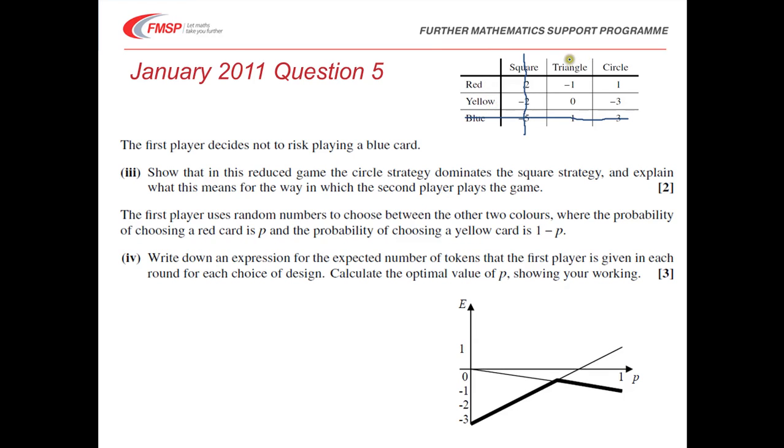So if the second player chooses the triangle, then that's going to be -1 times P plus 0 times 1 minus P. So that's just using the figures from here, the triangle, and that turns out to just be -P. And assuming the second player chooses the circle, then it's going to be 1P plus -3 times 1 minus P, which is 4P minus 3.